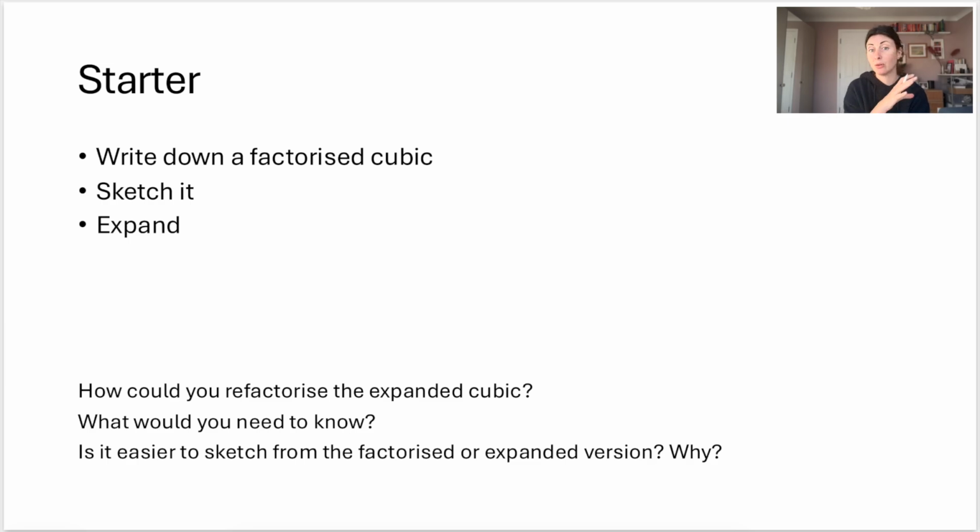And then, so they've got the factorized version and then the fully expanded version, and then get them to reflect on how they could go about refactorizing it. So perhaps they could swap with the person next to them and see if they can factorize this cubic, and if having the sketch would help them, what they would need to know to factorize it. And is it easier to sketch it from the factorized and expanded version, and why? So just getting a conversation going about, in this case, cubics, but you could also do it with quartics if you wanted to.